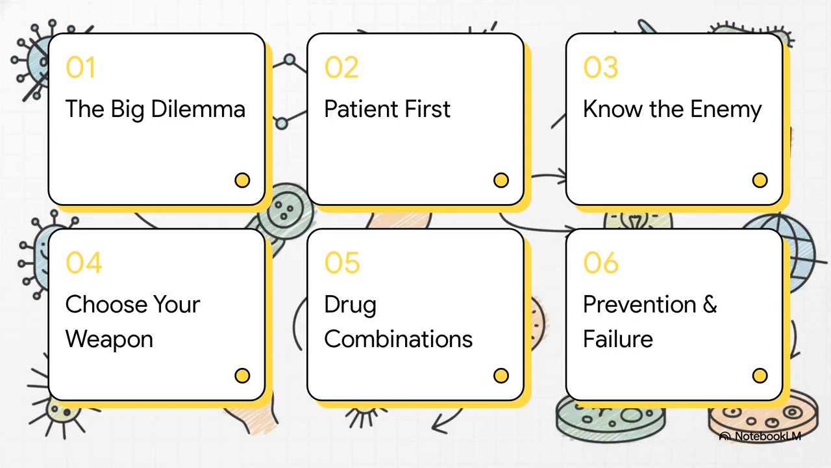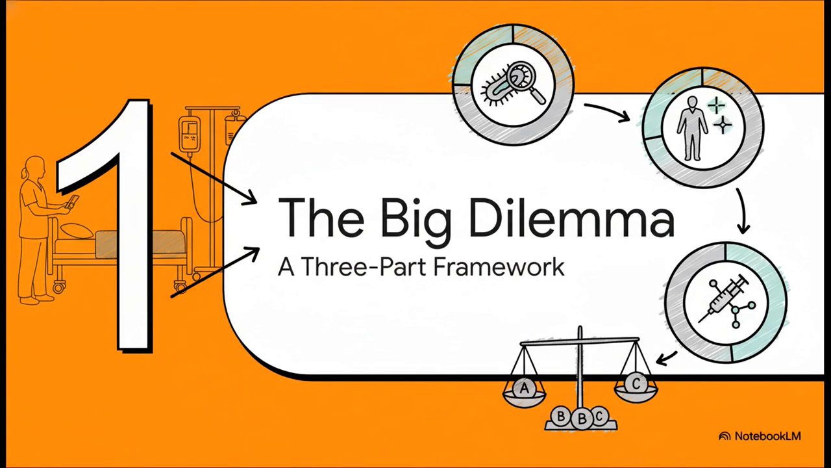We'll start with the patient, then figure out the organism, choose the drug, and even look at why two might be better than one. We'll also cover prevention and what happens when things don't go according to plan. Okay, let's dive right into it.